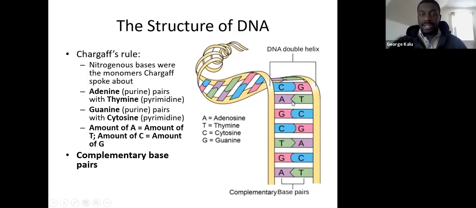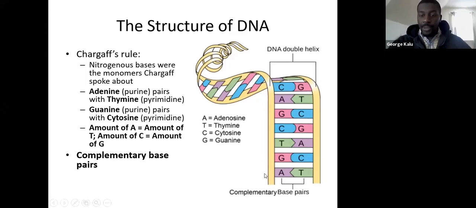There's a rule that we're going to see mainly next week that tells us that the amount of adenosines, the amount of A's, is always going to be equal to the amount of T's, which makes sense because our A's always bind with the T's. The amount of C's will always be the same as the amount of G's. So adenosines always bind to thymines, and cytosines always bind to guanines. A's with T's, C's with G's, always.